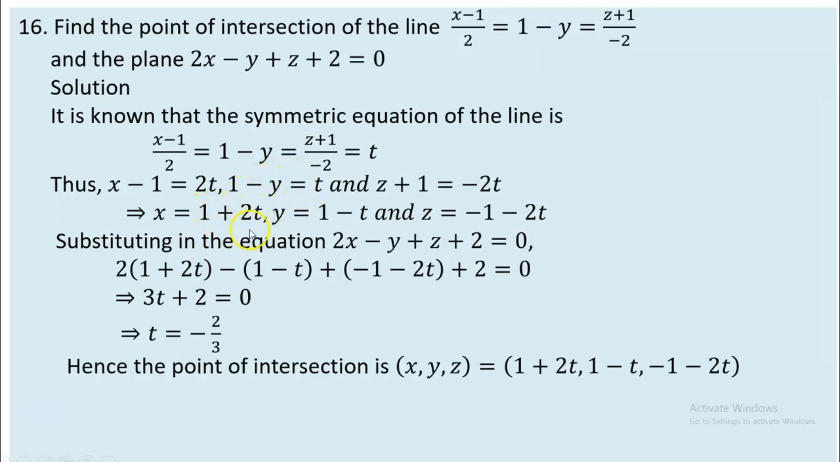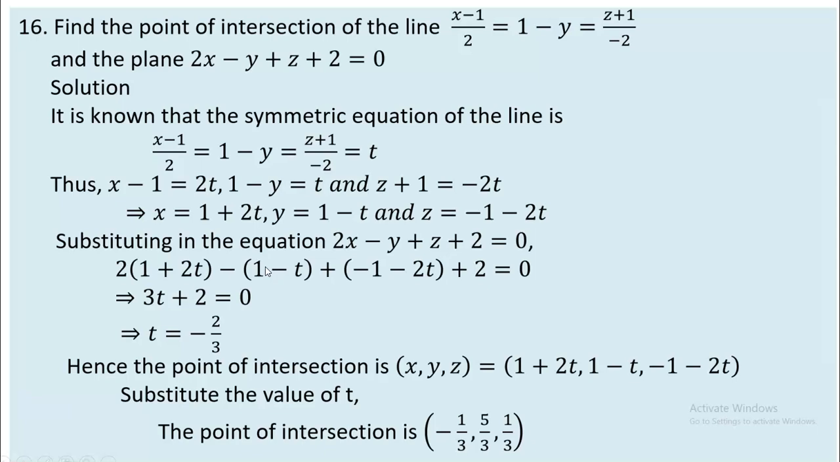Take minus 2 over 3 and substitute it here, and again take minus 2 over 3 and substitute it here, and here too. So you can now obtain the corresponding point. The point of intersection is going to be negative 1 over 3, 5 over 3, 1 over 3.